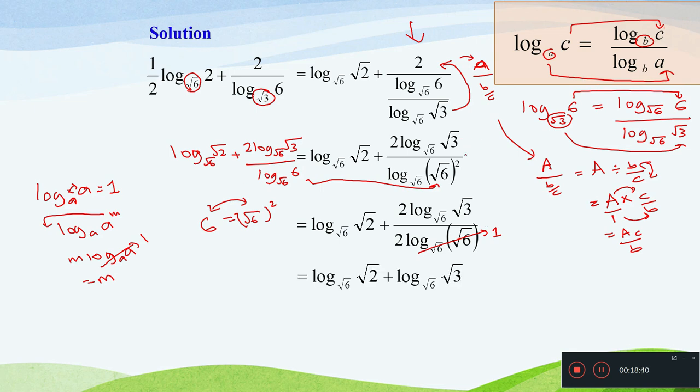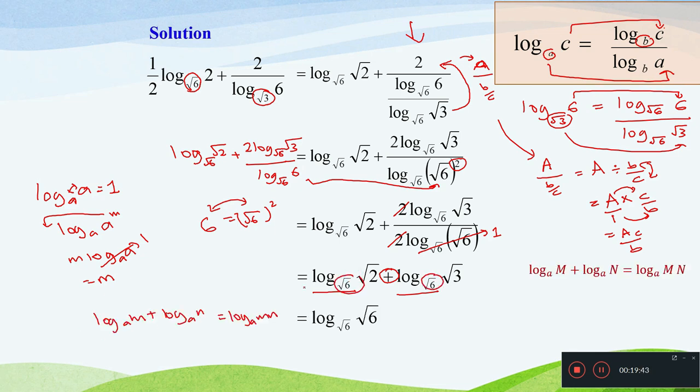If there's still a power, you cannot change it to 1. Okay, and then since 2 can divide with 2, you can cancel them off, and the final answer is like that. But since in the middle there's a plus sign and both logs have the same base, now you can combine by using the rule. Then you can just combine. Okay, thank you, that's all.